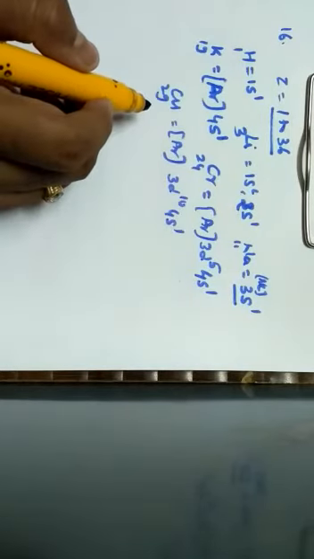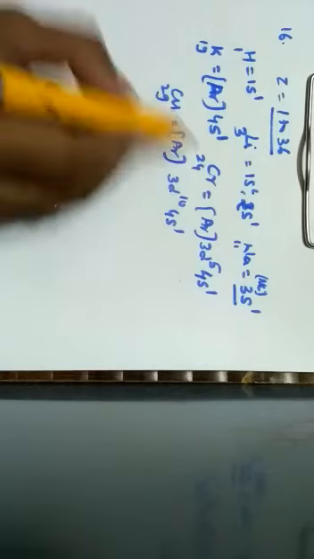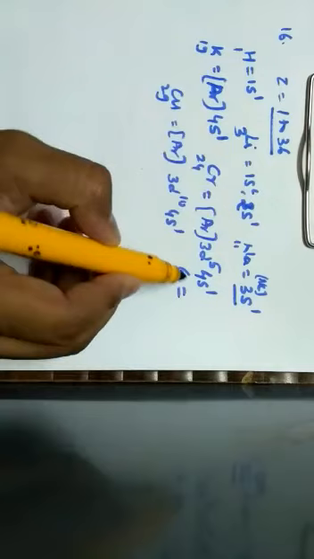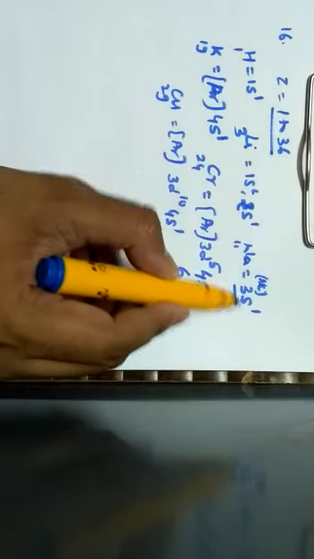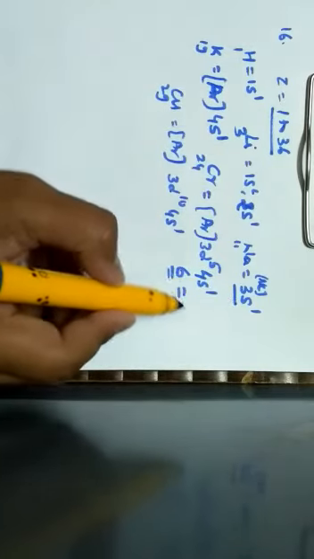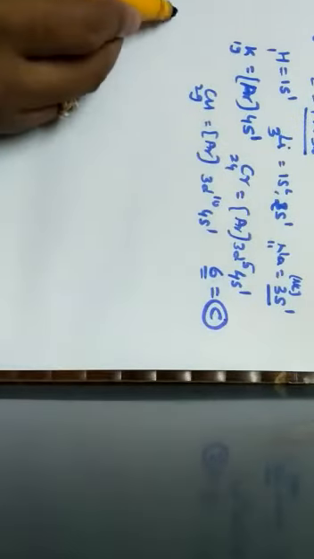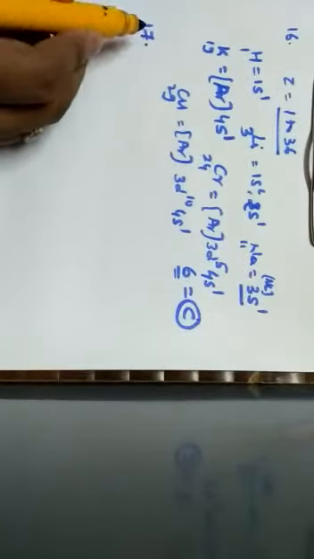Therefore, they are asking how many elements. So 1, 2, 3, 4, 5, 6. So 6 elements have a single unpaired electron in the outermost shell. Hence, the correct option for the given question is Option C. Next one, question number 17.